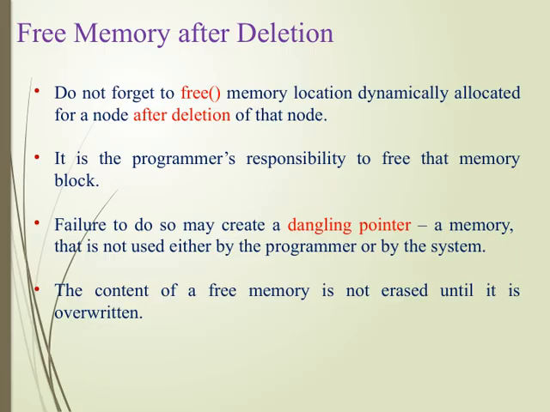And here's an important point. The contents of that freed memory are not erased automatically. Until you overwrite that memory, it still contains whatever data was there before. This can sometimes lead to unexpected bugs if you accidentally access that memory later on. So always make sure to free your dynamically allocated memory after deleting nodes. It's a good practice to prevent memory leaks and ensure your program runs efficiently and safely. This ties back to the overall theme of managing resources carefully in C programming. Proper memory management is key to robust, reliable code.